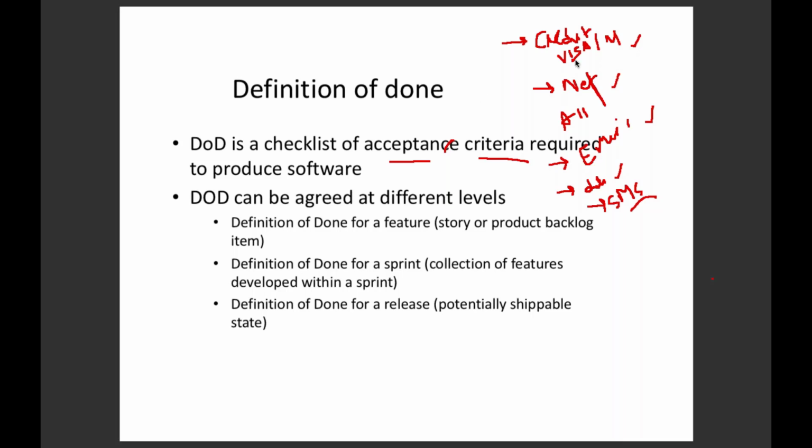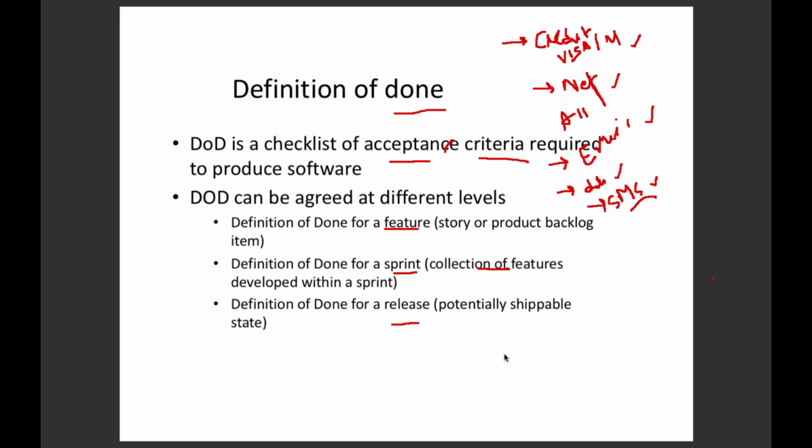Similarly, the product owner, before accepting a particular functionality, will have a checklist. And if all the items in this checklist are met, then only it's done. So we clearly mention the definition of done. You can agree on a definition of done for different things: for a single feature, just like how we discuss a single feature; for a sprint, which could be a collection of features, so add to cart and payment gateway; or a definition of done for a release.